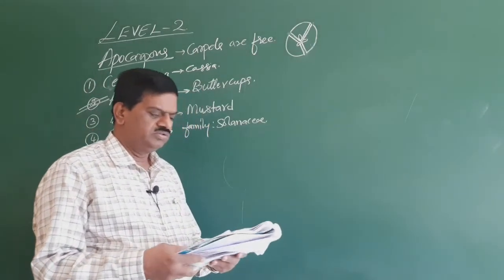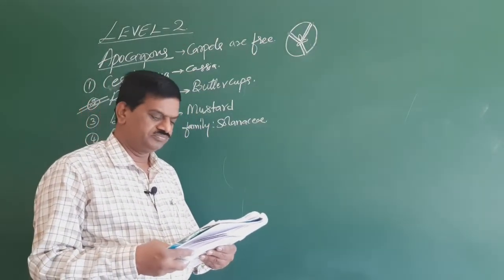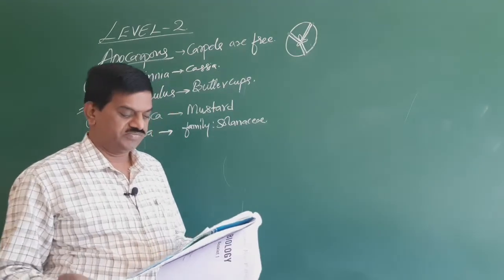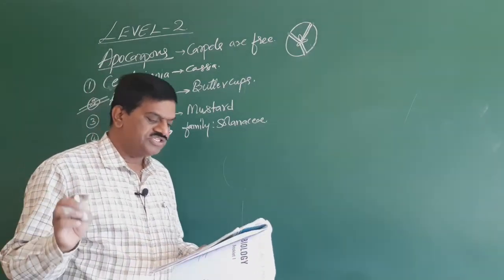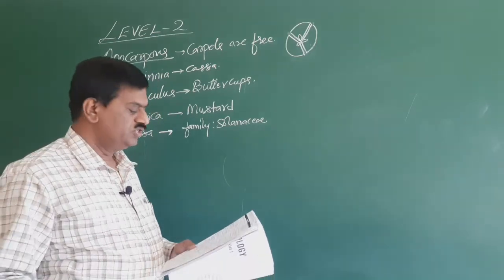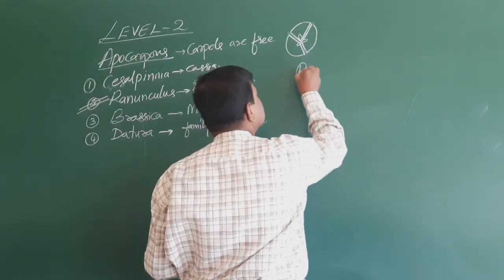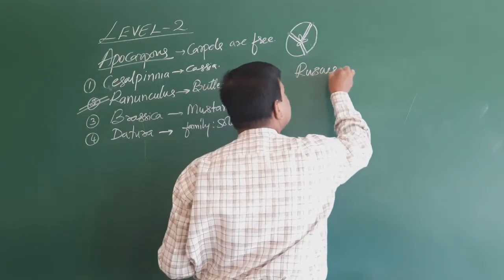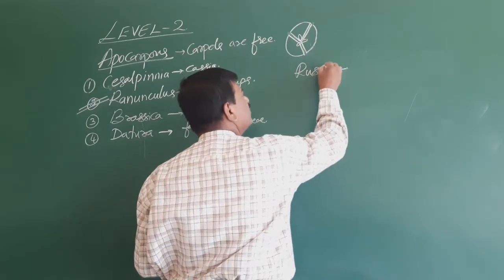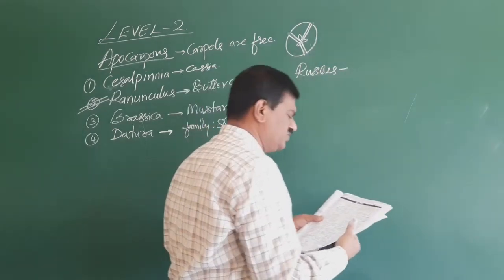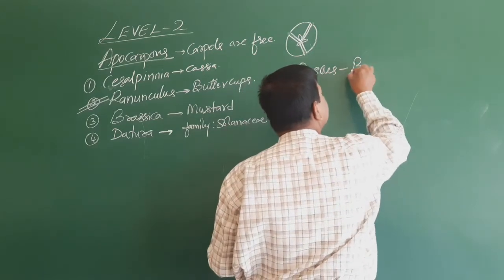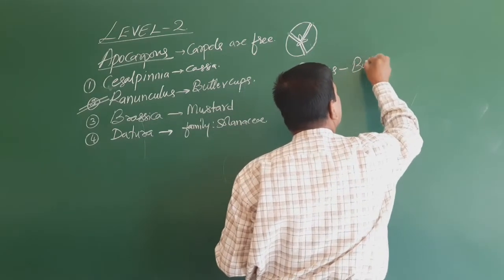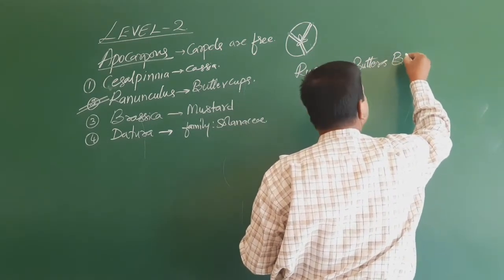So we go for the 16th question. Ruscus, the stem modification is. The word Ruscus is called butcher's broom plant.